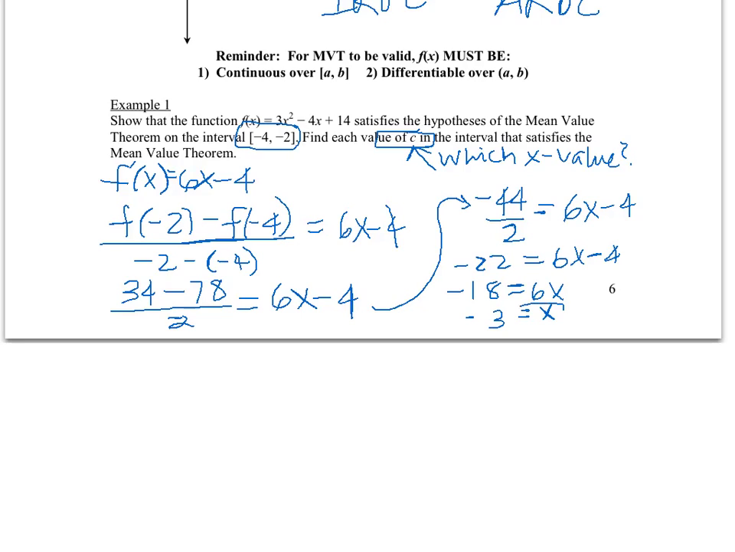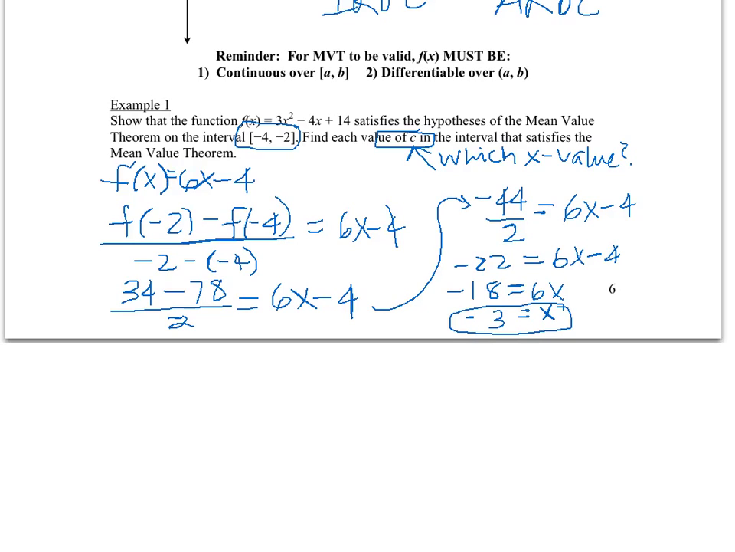Now, it won't always happen that the value that you get falls within the interval. And it also won't always be true that the x value falls exactly in the middle of the interval. That just happened to be true for this case because it was a quadratic function.